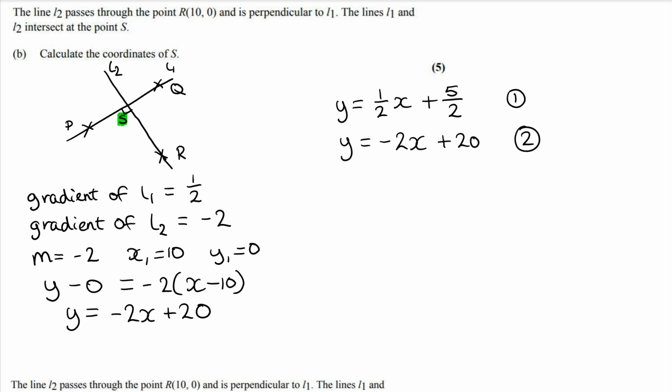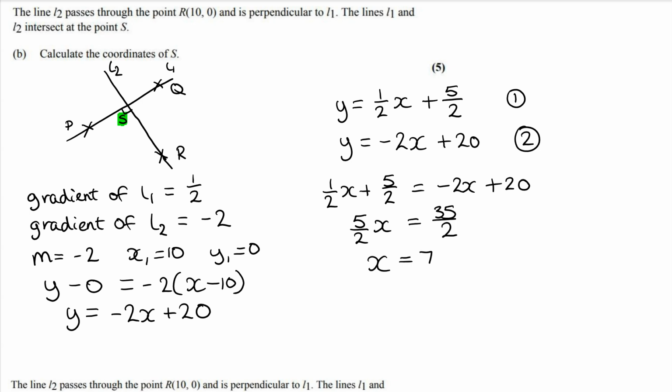You can do this on your calculators, but I'm just going to quickly show you how you could do it, just by simply setting them equal to one another. Okay, so they're both y equals, so we could just do this. In a future video I'll show you how you can do this on your calculator, just to check or to make the process a little bit quicker. And then what I'm going to do is add 2x to both sides, take 5 halves from both sides, which leaves me with 5 halves x equals 35 over 2. This just gives me x equals 7.